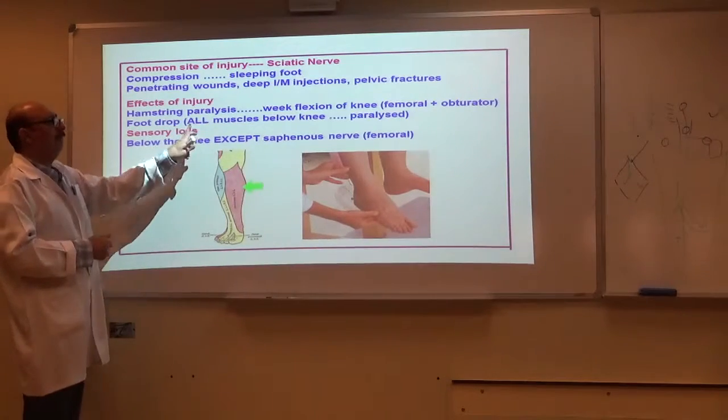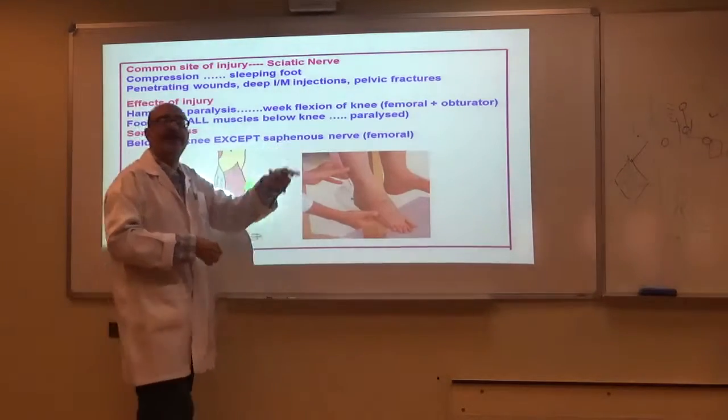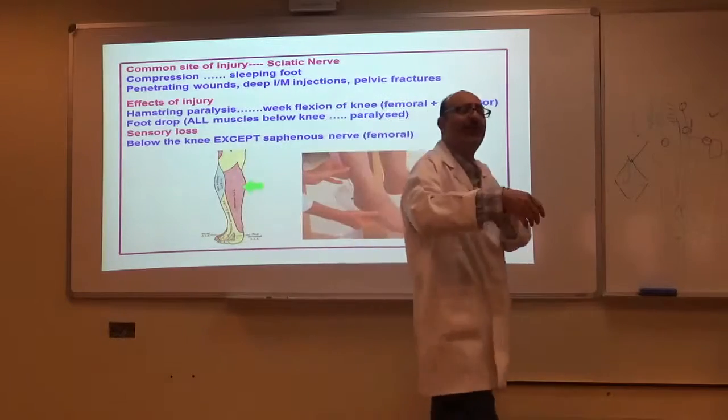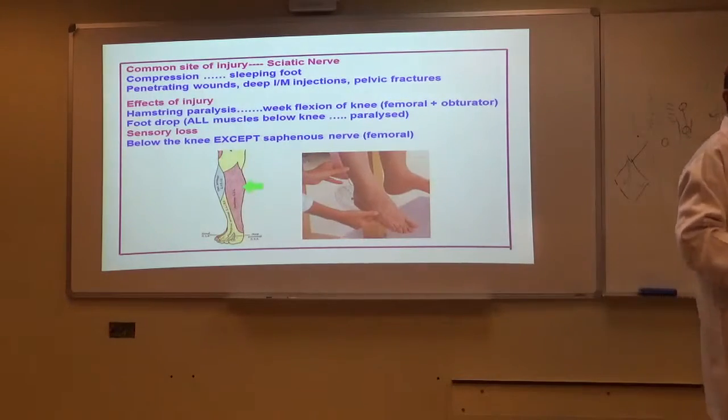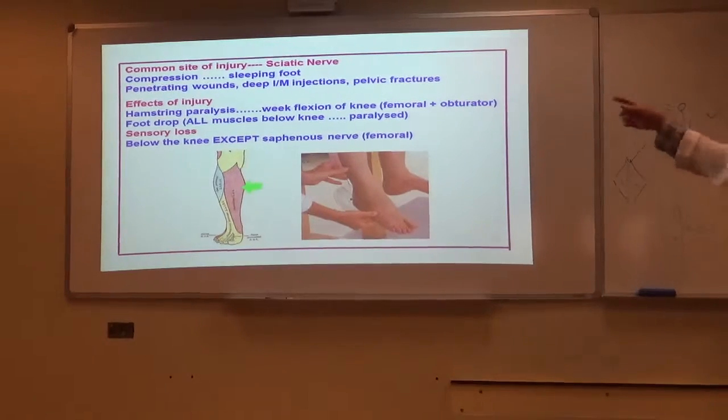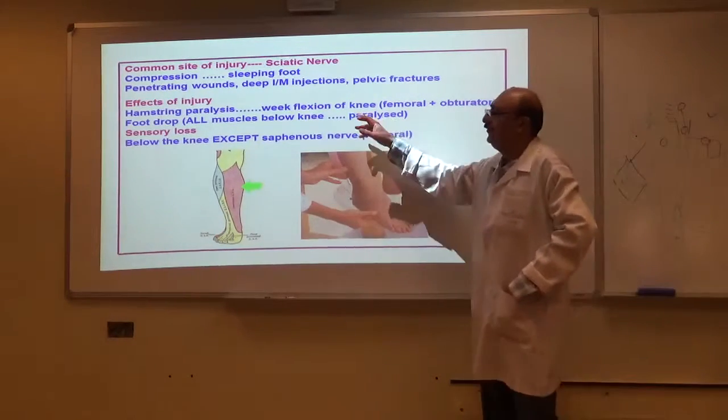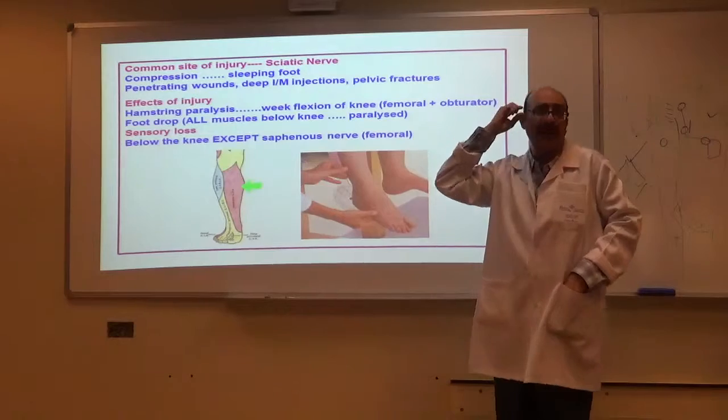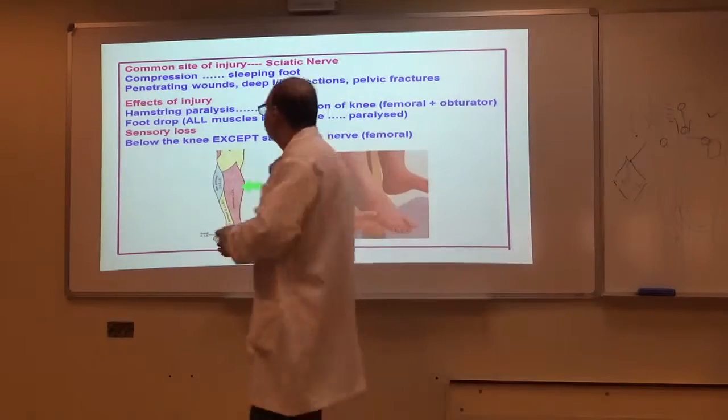Foot drop: all muscles below the knee are paralyzed. What is foot drop? What is wrist drop? When there is radial nerve damage, you cannot hold the wrist and it hangs like this. This is called wrist drop, radial nerve damage. So here, the foot drop is because of injury of the sciatic nerve. Am I clear? Yes. Good.